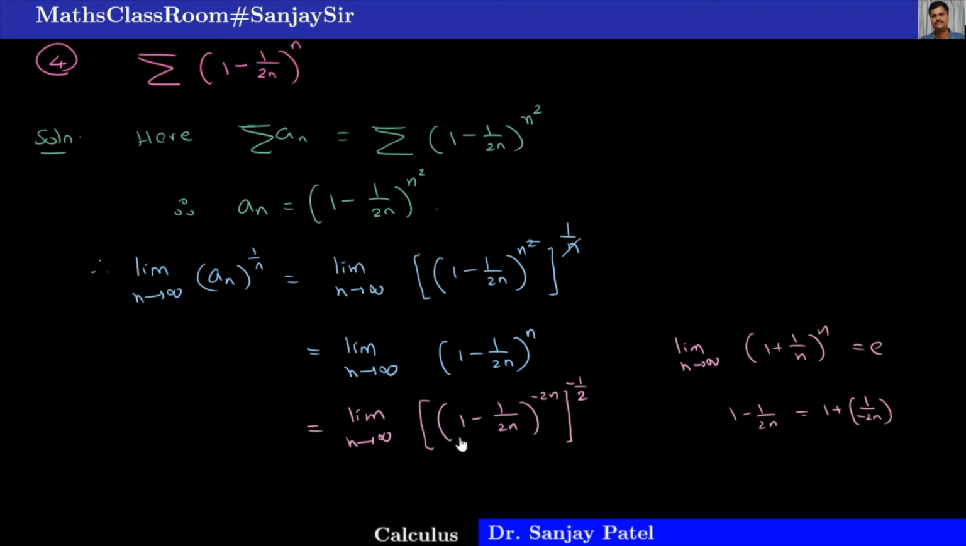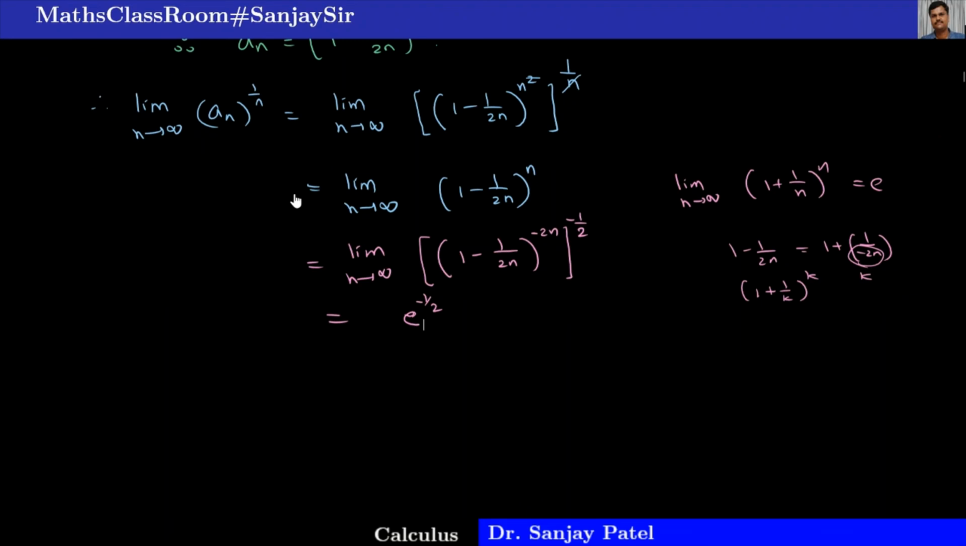Now this is in the standard form, 1 plus 1 upon k raised to k, because you can call minus 2n as k. As n tends to infinity, k tends to infinity, and then 1 plus 1 upon k raised to k is e. So the limit of this square bracket is e, and then raised to minus 1 by 2. That means the value of this limit is 1 upon e raised to 1 by 2, that is nothing but square root of e. So it is 1 upon root e.